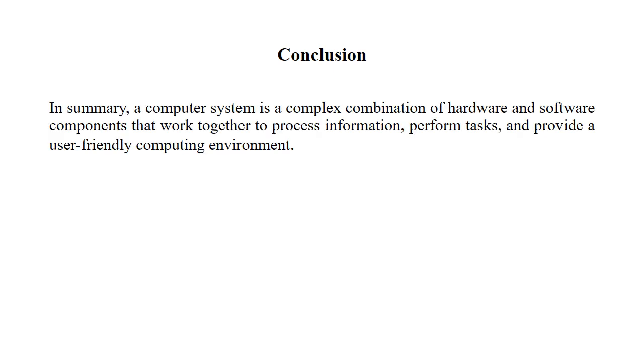So on our conclusion part, ladies and gentlemen, to summarize my presentation, a computer system is a complex combination of hardware and software components that work together to process information, perform tasks, and provide a user-friendly computing environment.